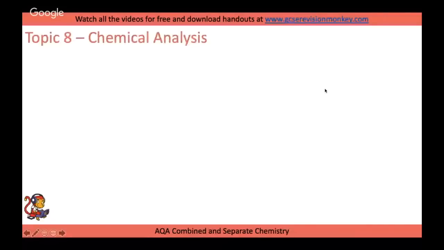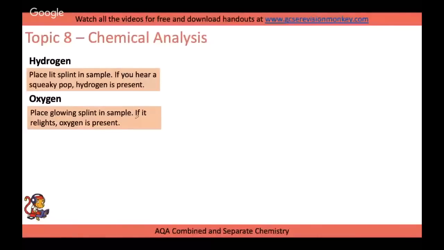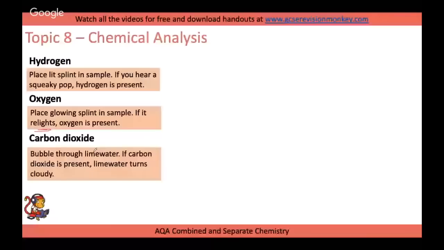So, chemical analysis. You need to know the test for some different gases. Hydrogen is one. If you put a lit splint in the sample and hear a squeaky pop, that means you've got hydrogen present. For oxygen, if you place a glowing splint in a sample, so you've lit it up and then blown it out so it's glowing slightly, it will relight if oxygen is present. Carbon dioxide, we should hopefully know this one. You bubble it through lime water, and if carbon dioxide is present, the lime water will turn cloudy. And again, like previously, a solid precipitate has formed, which makes it go cloudy.